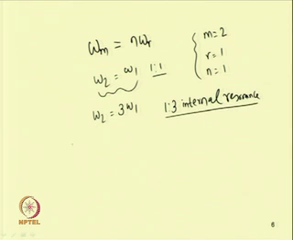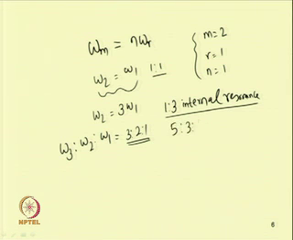Let us take it this way: omega 3 is to omega 2 is to omega 1. They can be in the ratio of 3 is to 2 is to 1, or they may be in the ratio of 5 is to 3 is to 1, or it can be 9 is to 3 is to 1. So we can have different integer relationships between these modes.